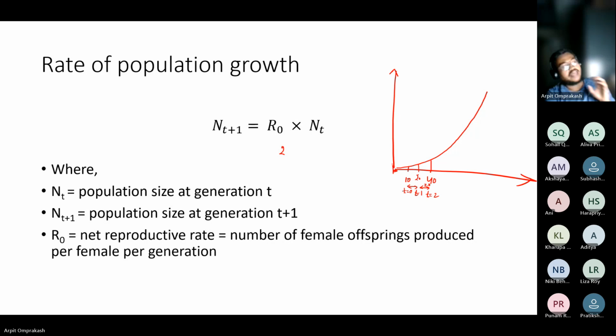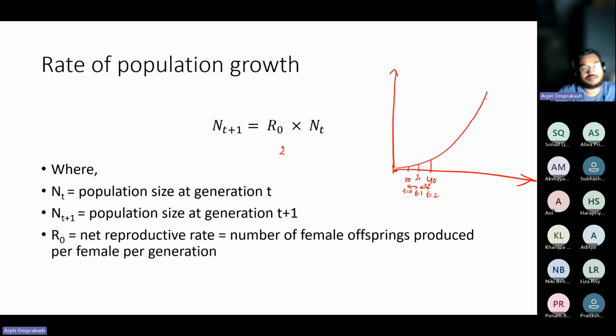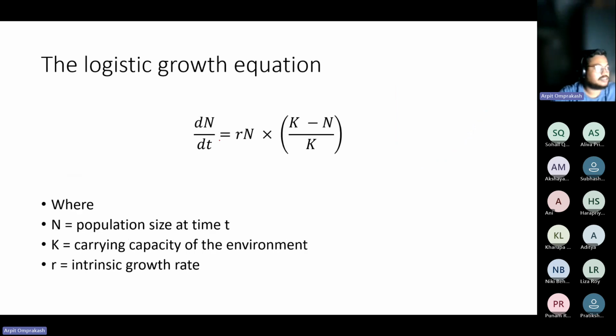But actually, in real-life populations of animals, this is not true. The R value keeps on changing. A population cannot keep on increasing exponentially like this because the resources are limited. Right. So what happens is, people have proposed this logistic growth equation, which models populations much better.